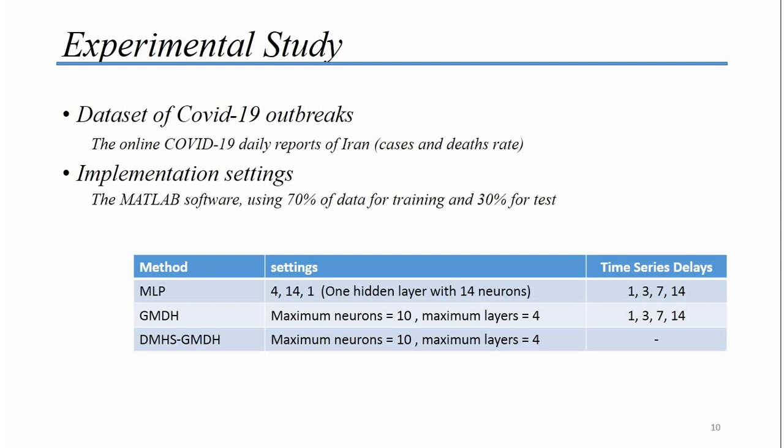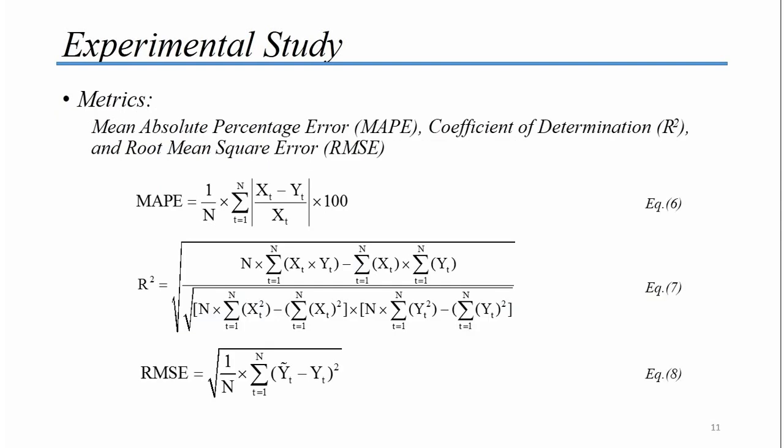The dataset used in this study is based on the online COVID-19 daily reports of Iran, cases and death rates. In order to investigate the performance of our proposed method, we used 3 evaluation metrics: mean absolute percentage error, MAPE, coefficient of determination, R2, and root mean square error, RMSE in short. Equations 6, 7, and 8 represent the formulas of these metrics.